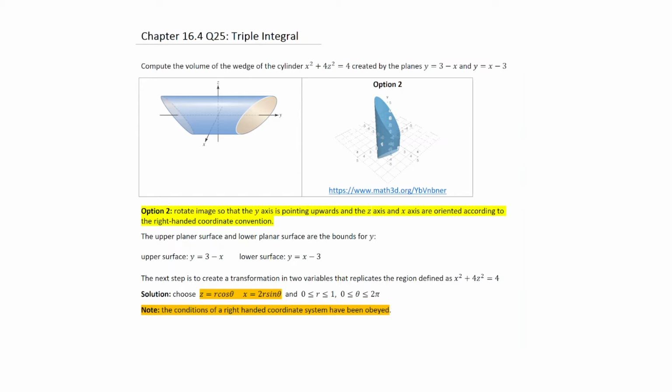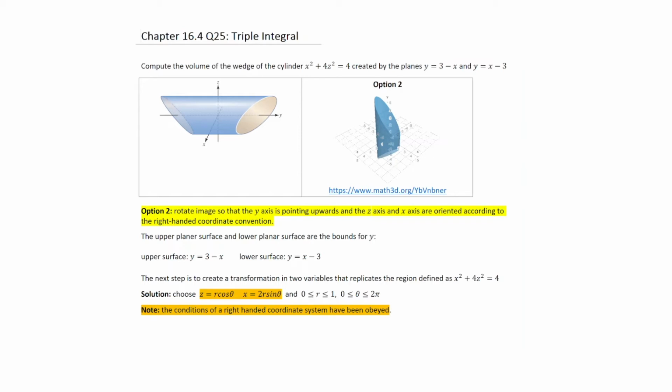And so the option I've taken is to take the object and rotate it so that y is pointing upwards, but I make sure that z and x conform with the right-handed coordinate system. So everything basically is all right. Again, you can look at the URL if you want to play around with trying to visualize what the object actually looks like. All right, so the upper planar surface and lower planar surface are the bounds for y. Upper surface y equals 3 minus x, lower surface y equals x minus 3.